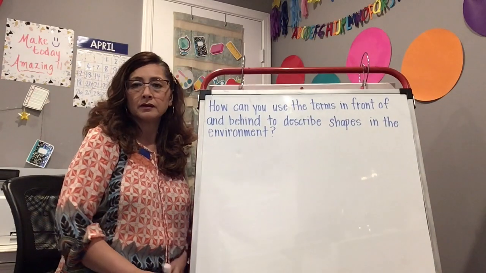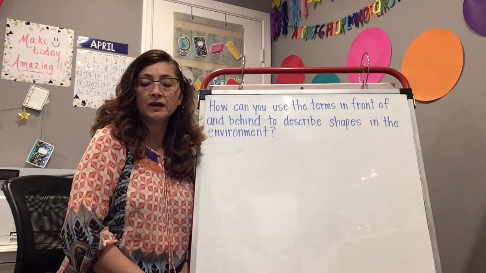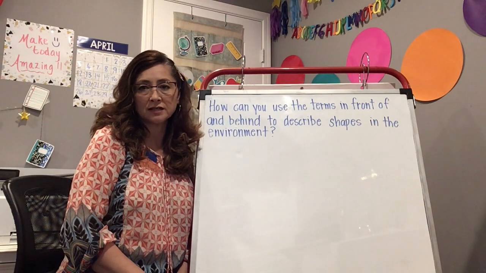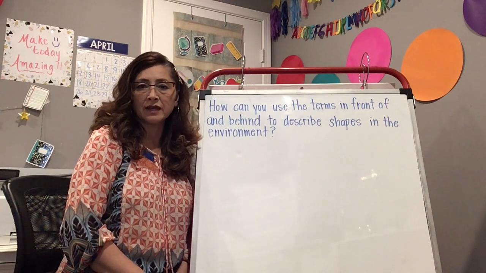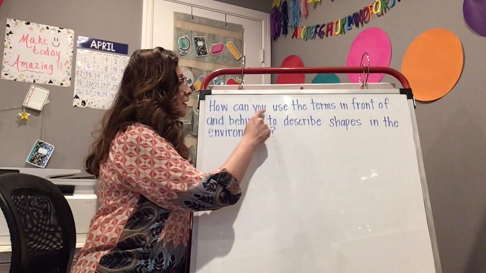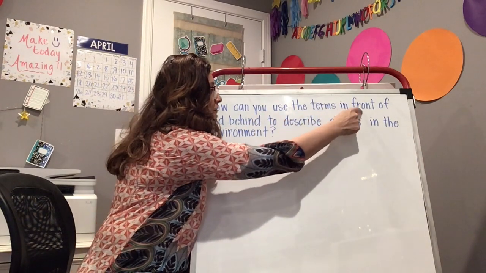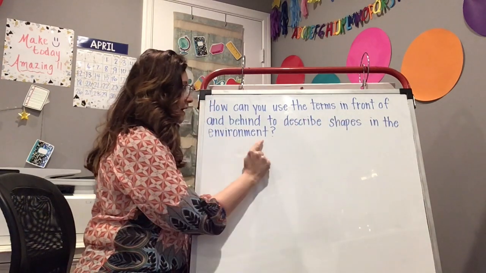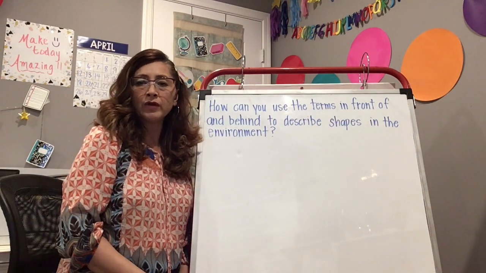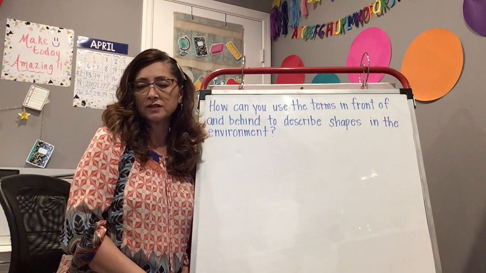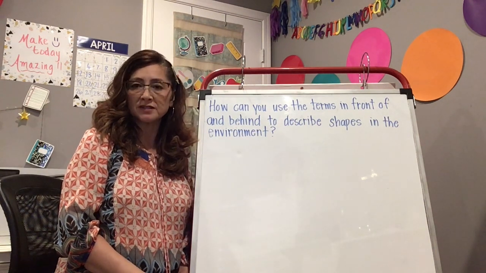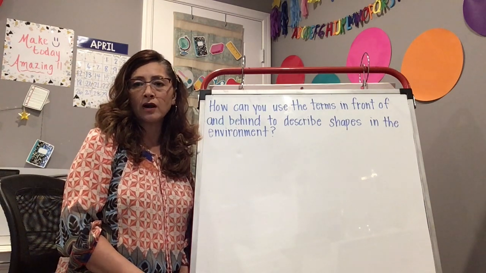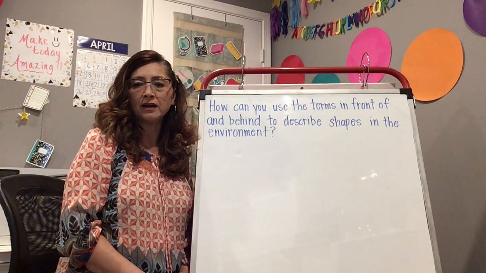Good. Now, boys and girls, that we have finished our review, we can take a look at our essential question for today. I will read and you may follow. How can you use the terms in front of and behind to describe shapes in the environment? Now remember, we have been learning positional words. Positional words or positional phrases are words that help us describe where objects are in the environment around us.